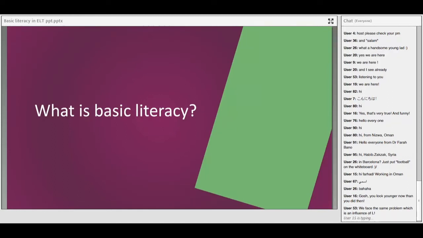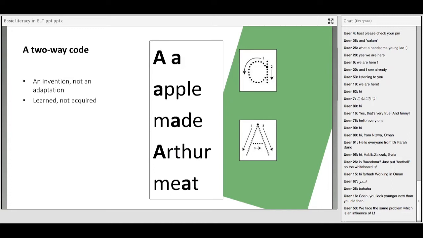I've called this what is basic literacy, and I started off thinking this session was about basic literacy. I think it's about more than that, actually. I think it's a bit deeper. But just to think about what is basic literacy, what's the root of this? It's a two-way code. Any literacy is a code. It's an invention. It's not the same as language in itself.